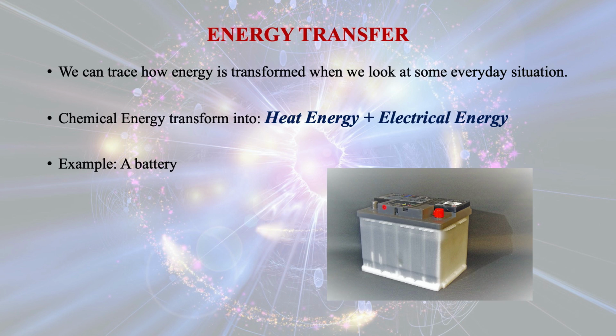Now you see in the picture there is a storage battery. So we can trace how energy is transformed when we look at some everyday situations. You might have seen the storage battery. This is used in the car. Here the chemical energy is transformed into heat energy and electrical energy. When the battery is used in a car, we can switch on the light, because current is flowing through the circuit. That means chemical energy is transformed into electrical energy and heat energy, because heat is also generated.